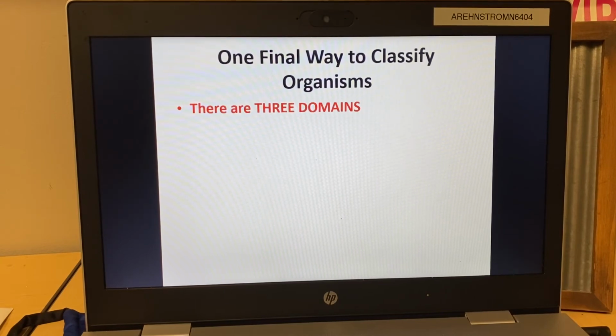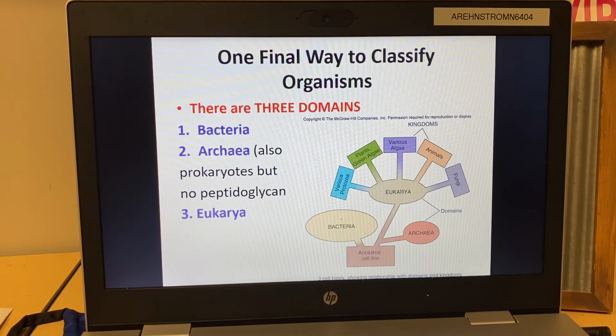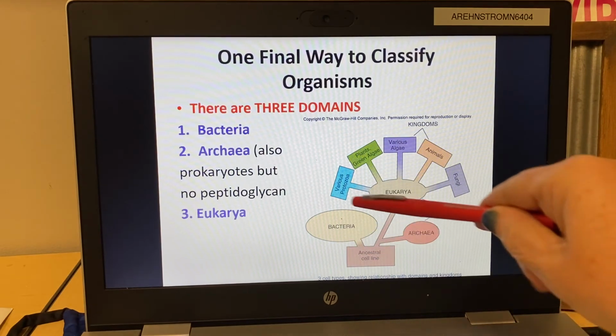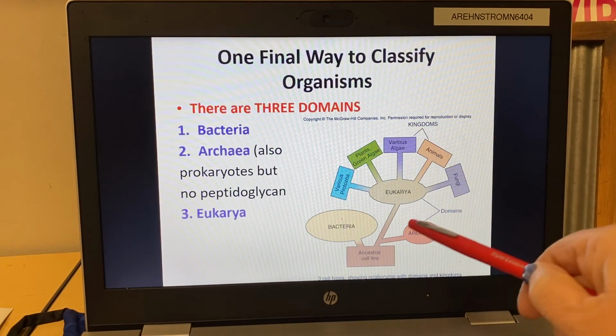Now, that is not the way that organisms are classified. Now, scientists put them into 3 domains. And here's what the domains look like. Okay, the first domain is bacteria. So these are prokaryotes, right? And they get their own separate category. The second domain is called archaea.